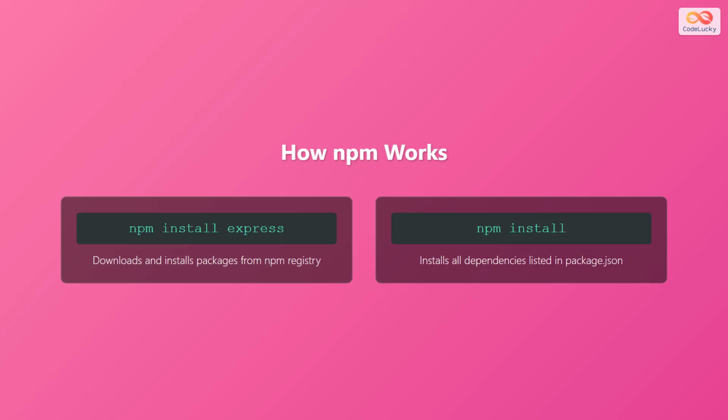Now let's see how the Node Package Manager (npm) interacts with the Node modules folder. When you run the command npm install express, npm downloads the express package and its dependencies from the npm registry and installs them into the Node_modules folder. Alternatively, running just npm install will install all the dependencies listed in your package.json file.